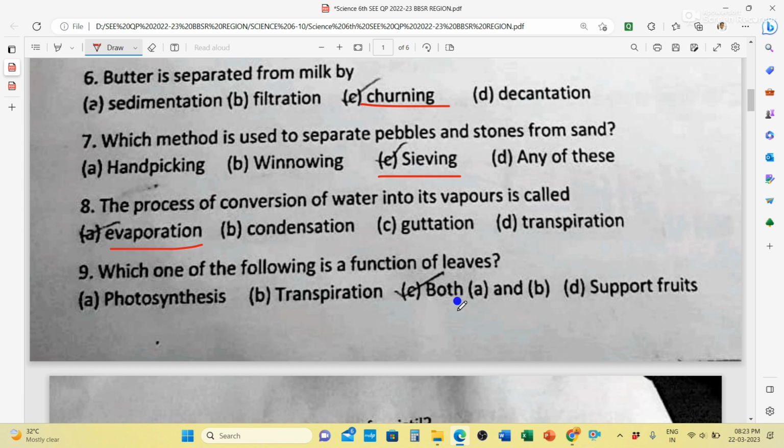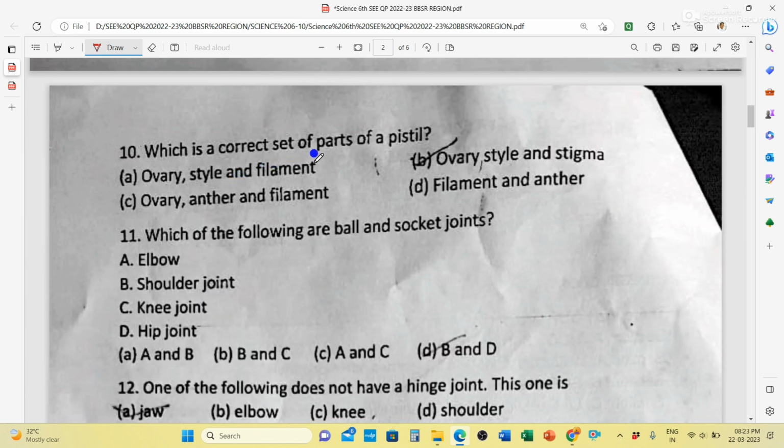Which one of the following is a function of leaves? Photosynthesis, transpiration, both A and B, supports fruit. Photosynthesis and transpiration, both A and B, option C. Which is a correct set of parts of a pistil? Parts of a pistil are ovary, style, and stigma.